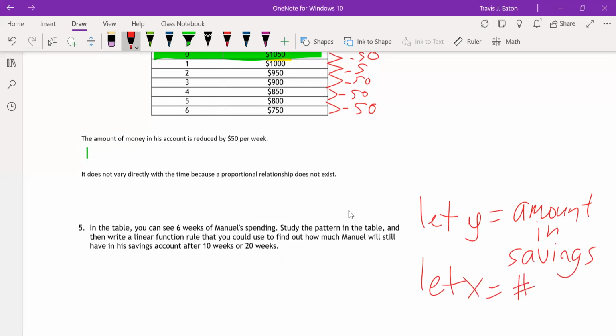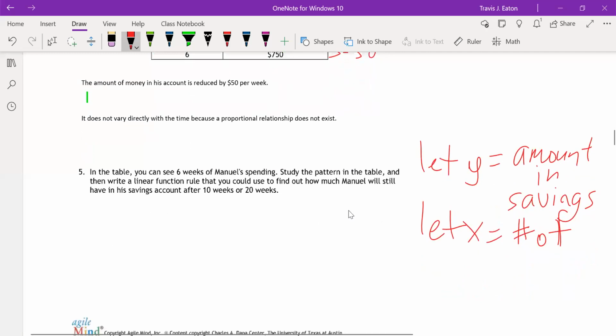Oh, come on. It doesn't want to let me draw. Oh, there we go. Number of weeks. There we go. All right.